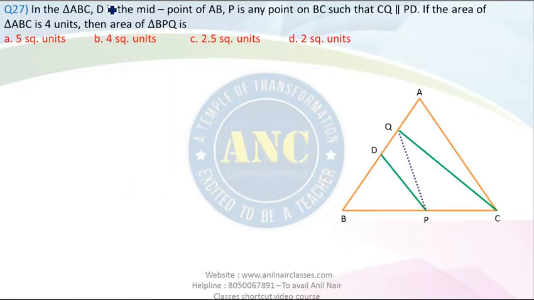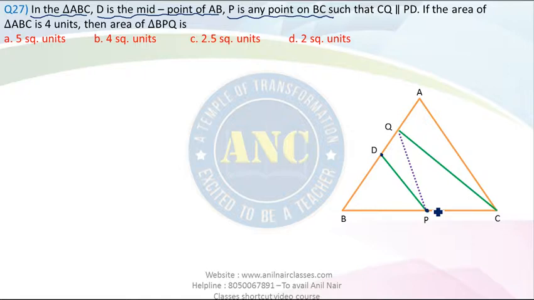Now, what is that question, sir? See this question. See this beautiful question. Your question is, in triangle ABC, D is the midpoint of AB. That is point number 1. P is any point on BC. Now, this point P is any point on BC.